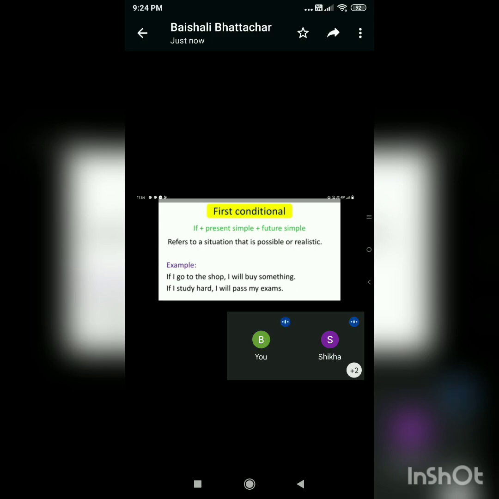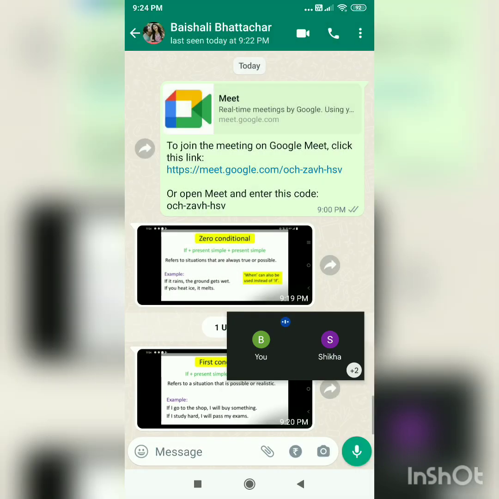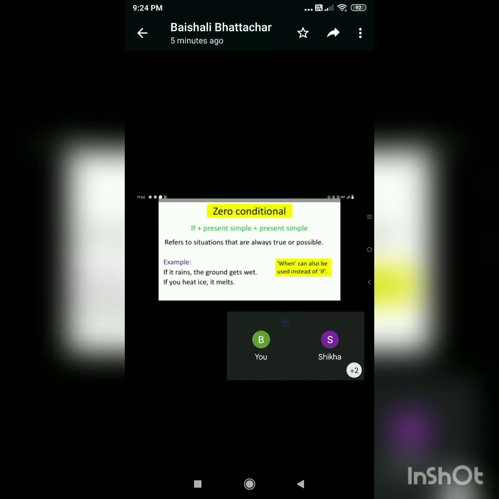Yeah. Okay, very good. So I want Harshit to tell what is the structure of the zero conditional sentence. What is the structure of the zero conditional sentence? In the zero conditional sentence, both parts are in present simple tense, and the sentence will start with if plus present simple plus present simple. Yes, the sentence will start in present simple and also end in present simple only.